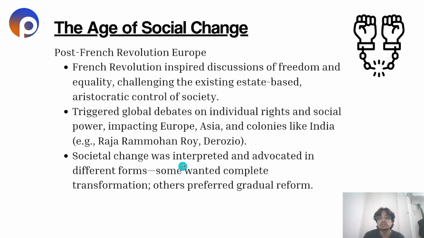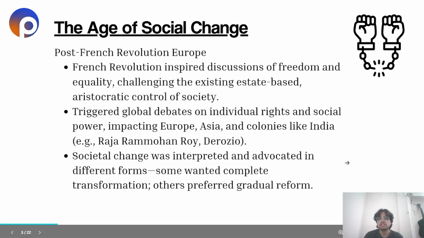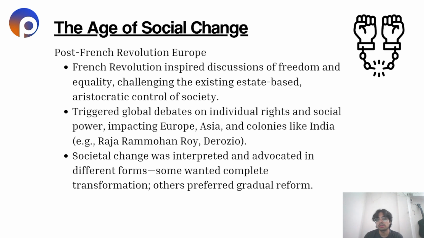So societal change was interpreted and advocated in different forms. Some wanted complete transformation, others preferred gradual reform. As these ideas were spreading, people had different opinions about them. Some people wanted complete transformation in the society. Meanwhile, others preferred gradual reforms, meaning slow reforms.